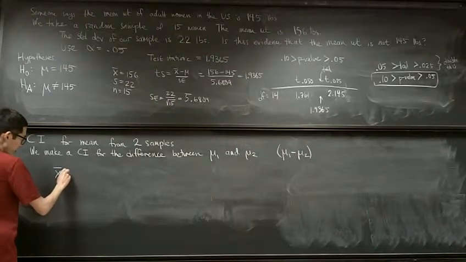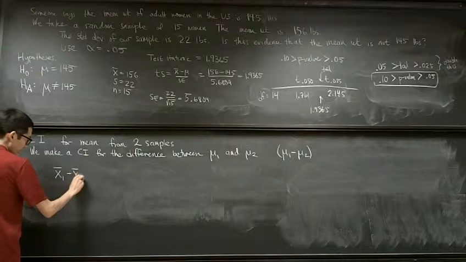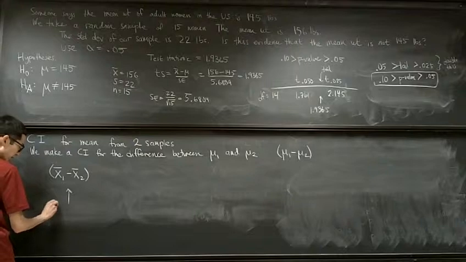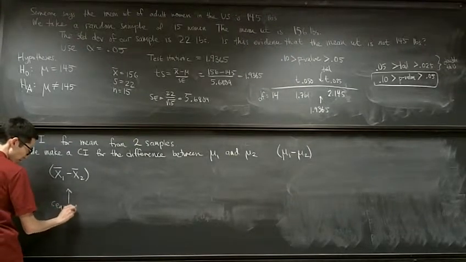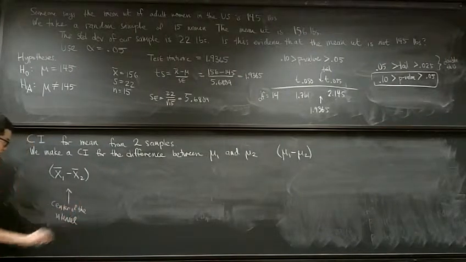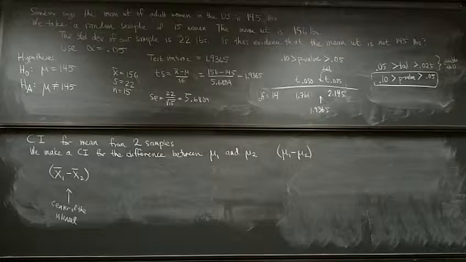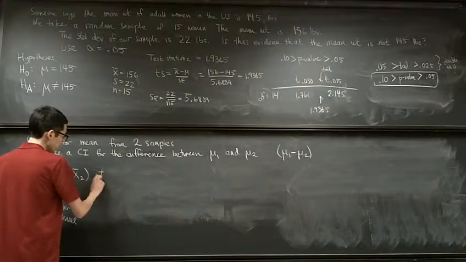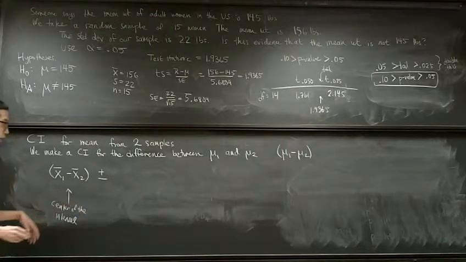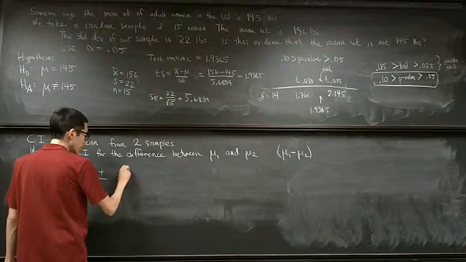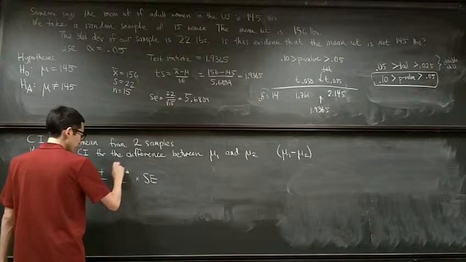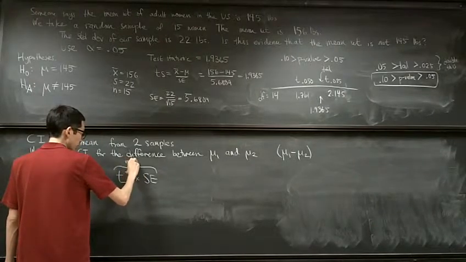Interval, you got x bar 1, x bar 2. This forms the center of our interval. Okay. So that's the center of the interval, and then we have a plus or minus, and it's always plus or minus the margin of error. Okay? And the margin of error, just like before, is going to be t star times the standard error. So this is our margin of error.